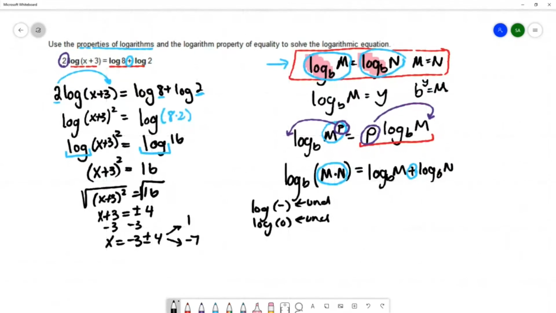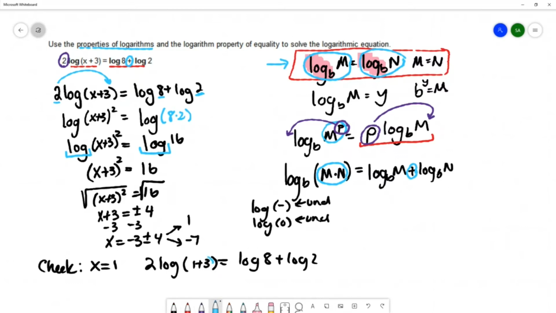And we're going to check our solution of 1. We're checking x equals 1, and we're going to substitute that into the original. That's 2 times the log of 1 plus 3 equals log 8 plus log 2. And so what I'm checking is that we have a positive value inside the log to make sure that it's defined. 1 plus 3 is positive, so we're going to be able to keep that solution of x equals 1.